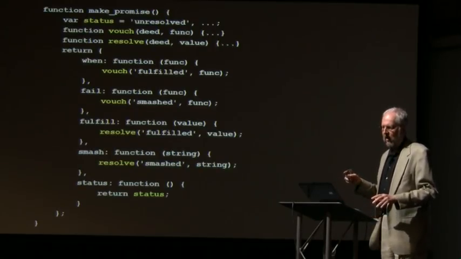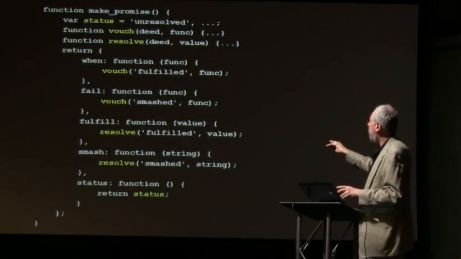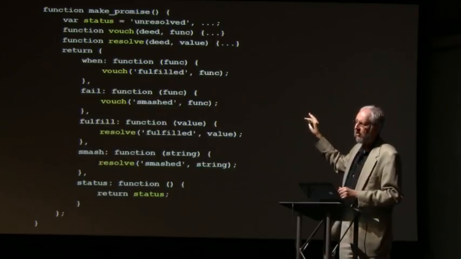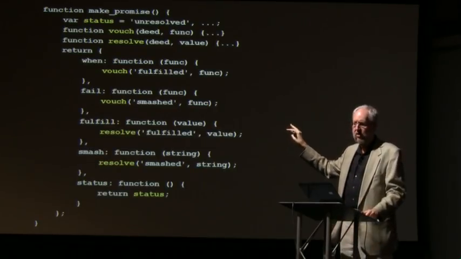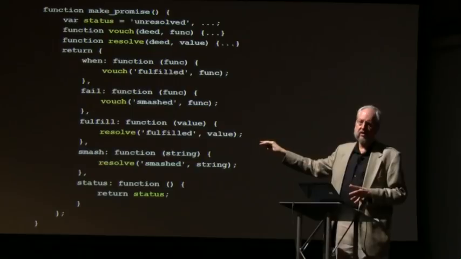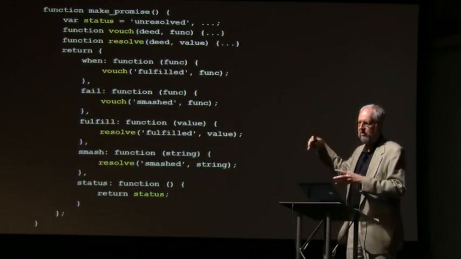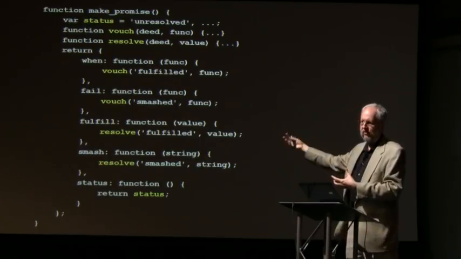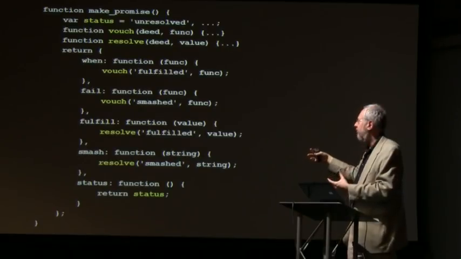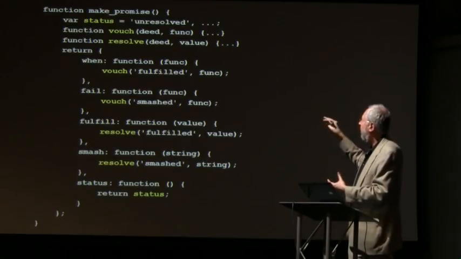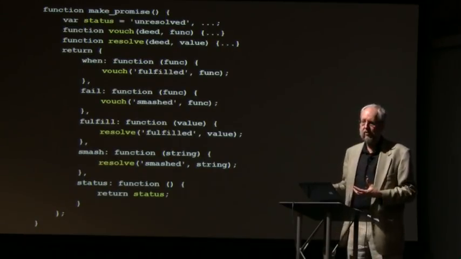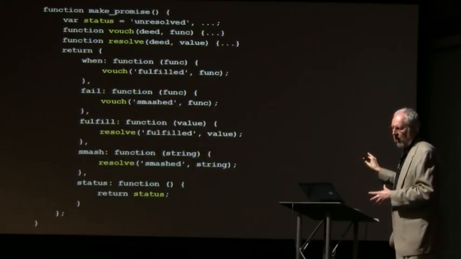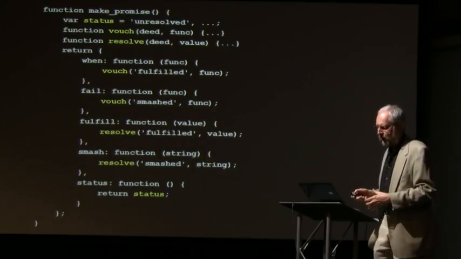So the way these things work is they depend on the vouch and resolve methods, which are private to the promise maker, but which, again, it closes over. So it'll always have access to those functions and the state that they refer to. So let me show you implementations of vouch and resolve.